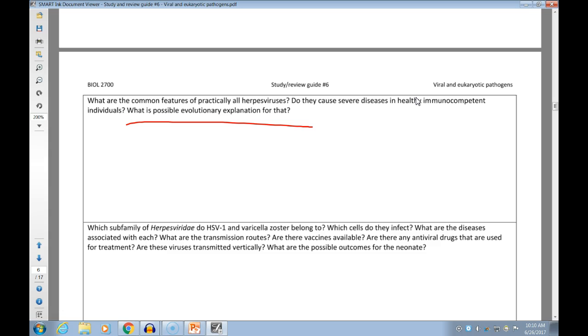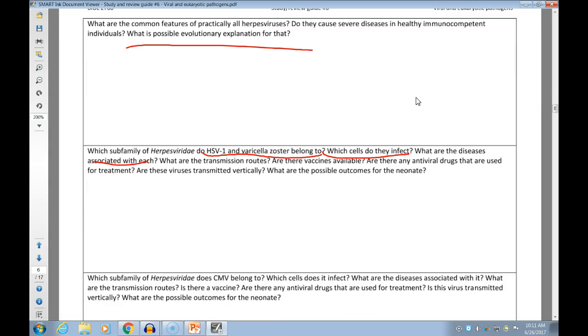They are latent. Alpha herpes viruses: neurons. Diseases, well, you know that. Transmission routes: bodily fluids; chickenpox also respiratory. Vaccines, know whether they are available. For herpes viruses, it's easy to remember acyclovir.